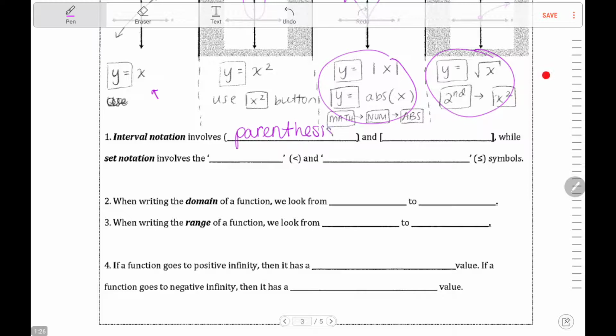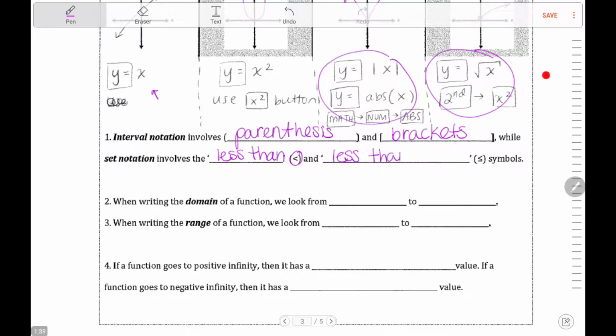Okay, interval notation. When we're graphing them and discussing certain intervals, we're talking about interval notation, and we write those using parentheses and brackets. Set notation involves the less than symbol, which is here, and the less than or equal, which is here. When we're writing the domain of a function, we're talking about the x values, and the x values run from left to right. When writing the range, we're talking about y values, and y values run from bottom to top.